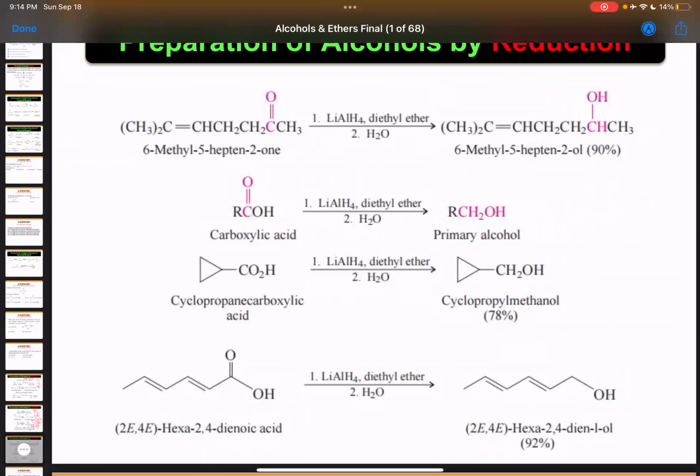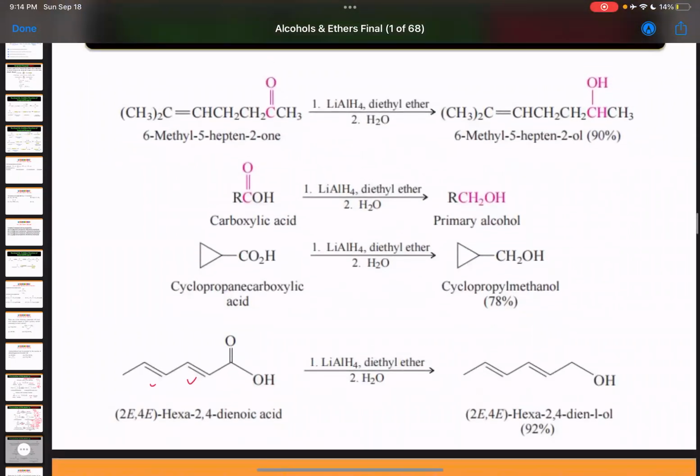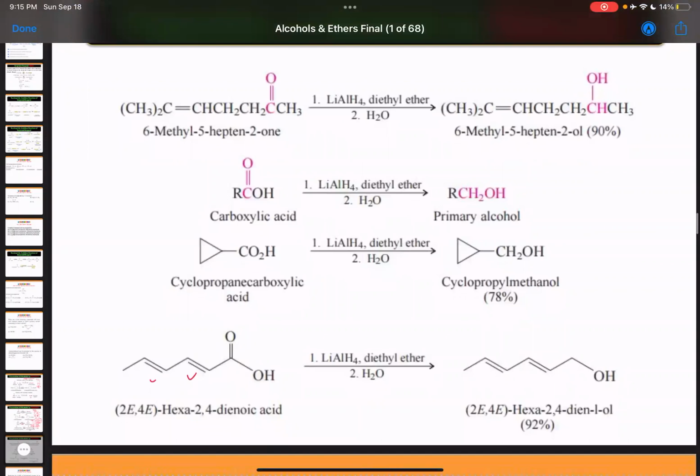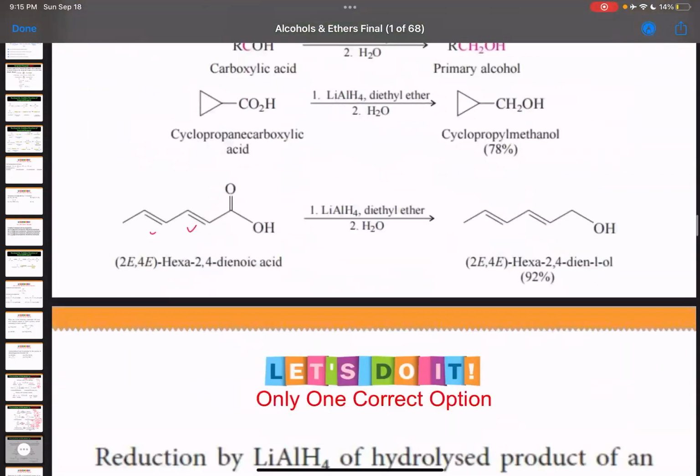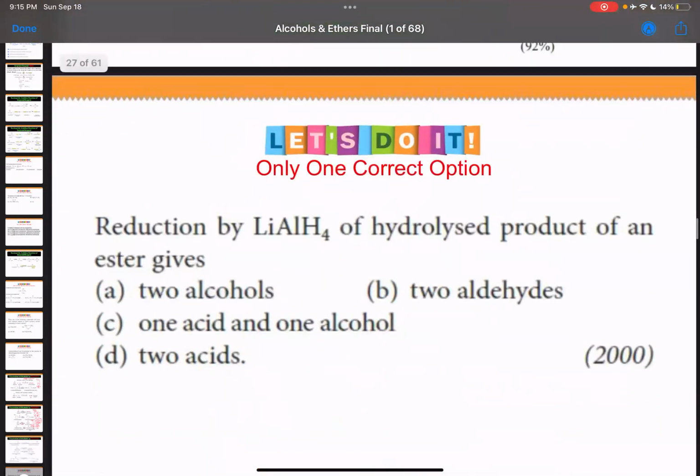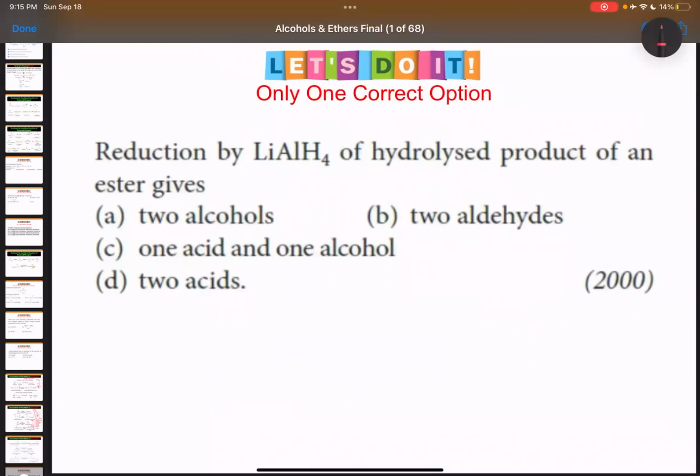So with LAH, carboxylic acid is reduced. Look here, they are not reduced with NaBH4. So this is how we can do it. I hope this is clear. So let's do this. What are you going to get?